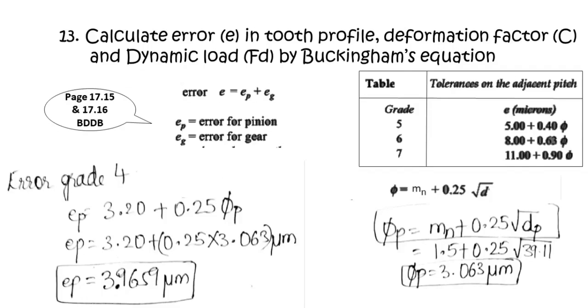So for grade 4, I will get EP. I have to use this formula for grade 4, which is on page number 17.16 of Bhandari Design Data Book. EP is 3.20 plus 0.25 phi p. Once I put down those values, I'll get EP as 3.9659 micrometer.